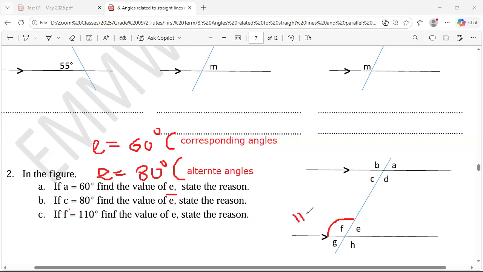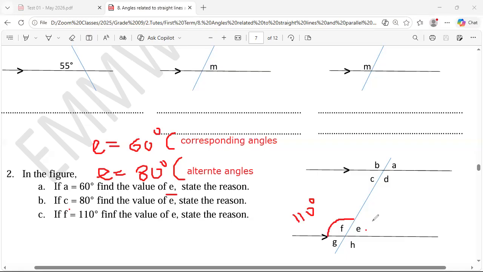F is equal to 110. What is the value of E? Easily you can find it. Make it lazy, but easy. You have to just subtract 110 from 180 so that you will be able to get E as E is equal to 70.